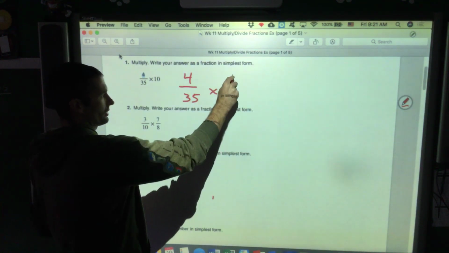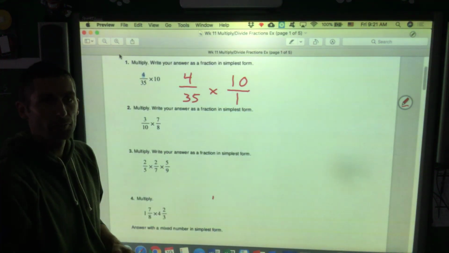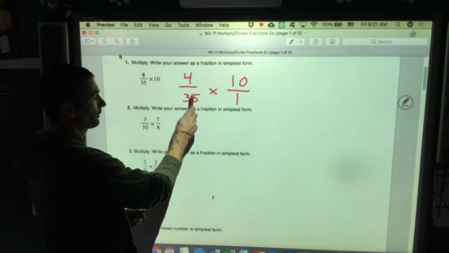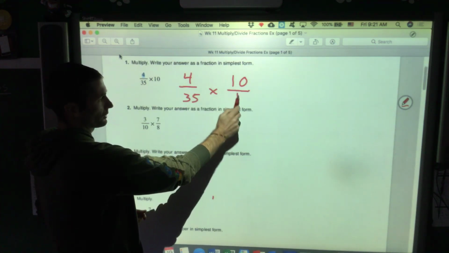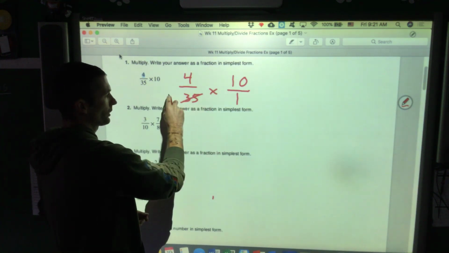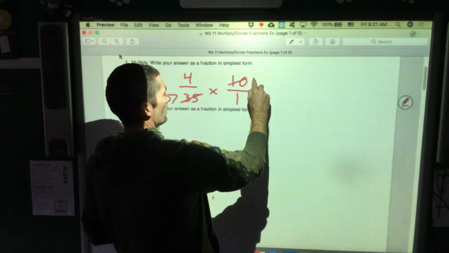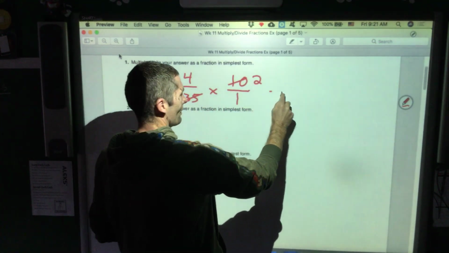Now 10 as a fraction is 10 wholes, so 10 over 1. Remember, we want to simplify first. We can't simplify 4 and 35. We can't simplify 10 and 1. We can look across. 4 and 1 cannot be simplified. 10 and 35. Divide both of those by 5. So cross those out. 10 divided by 5 is 2. 35 divided by 5 is 7.